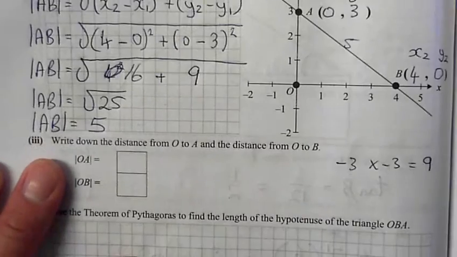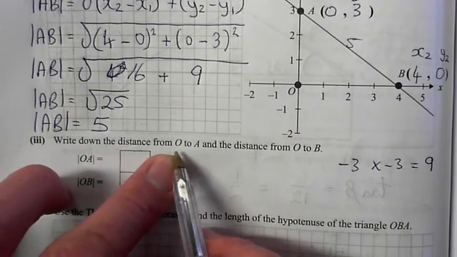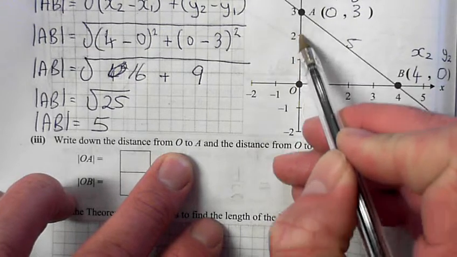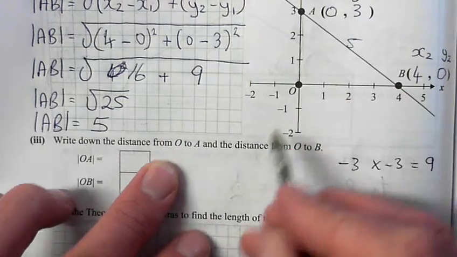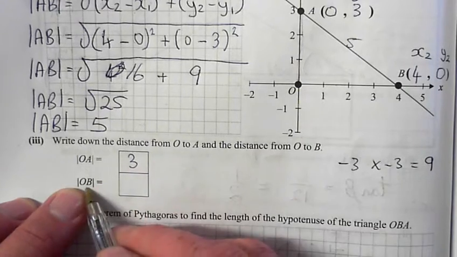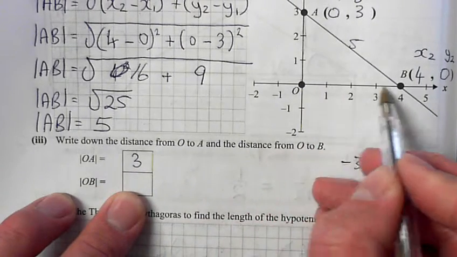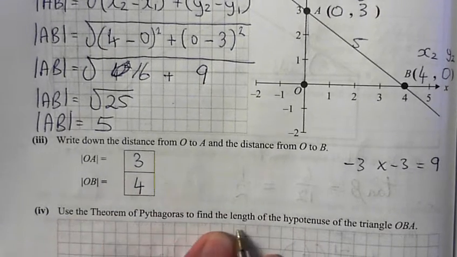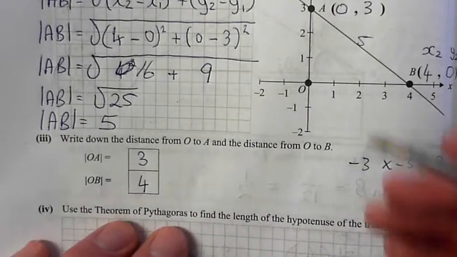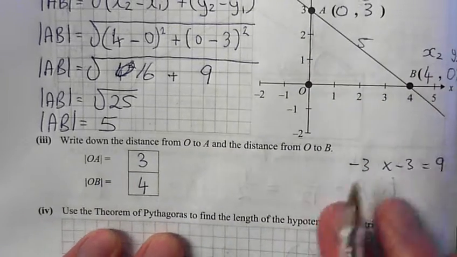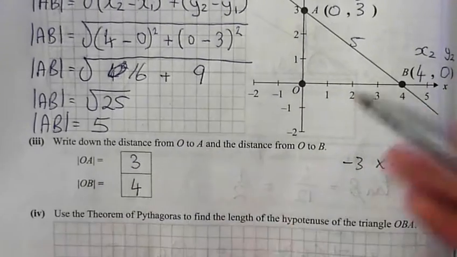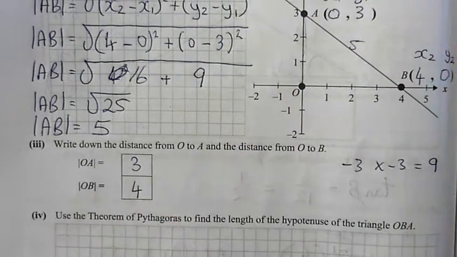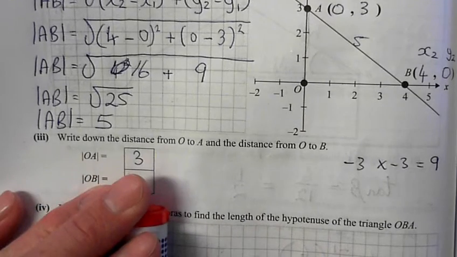Right, the next one. Write down the distance from O to A. O to A. How many units is that? 3. From O to B? 4. Use the theorem of Pythagoras to find the length of the hypotenuse. So basically do the sum again to find the length of this side. This is the hypotenuse, the longest side. So we'll do it again, basically.